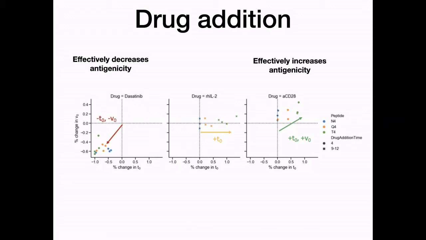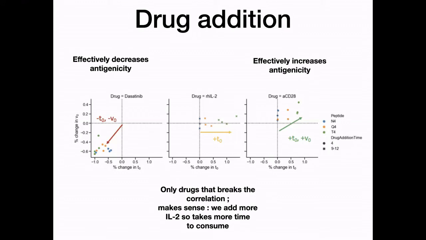Conversely, there is this anti-CD28 drug, which pushes up the entire immune response. So you can transform a weak antigen into a strong antigen. But again, you do it in a correlated way. You're really changing both T0 and V0 at the same time. It's very difficult to vary one independently of the other. There is one exception to this.